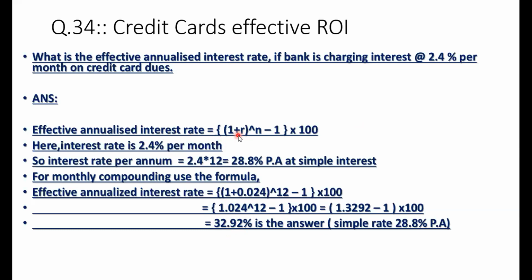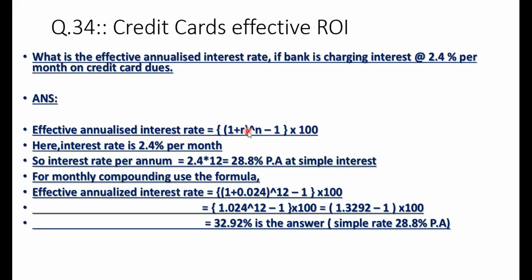Sir, they are asking the annualized interest rate. Is it necessary to calculate interest rate per annum? Yes, this is the annualized rate. The annualized effective EMI rate is not 28.8. It is 2.4 per month. First you find out the annual simple rate. And why 32.92? Why is it more? Because of monthly compounding, EMI, no? So this is the formula.